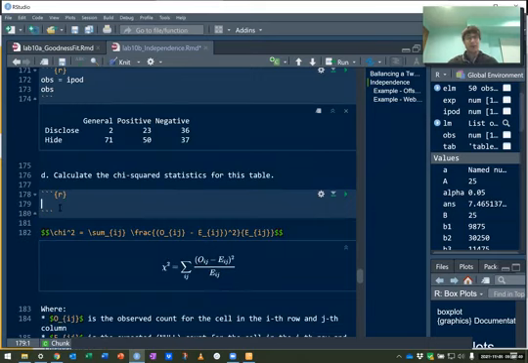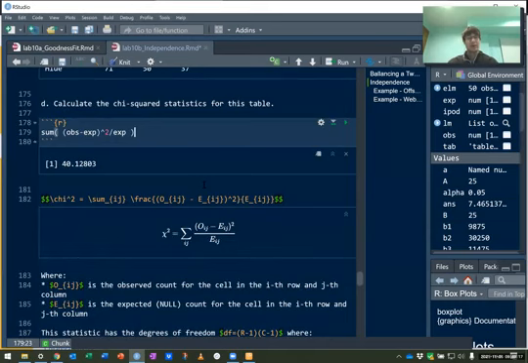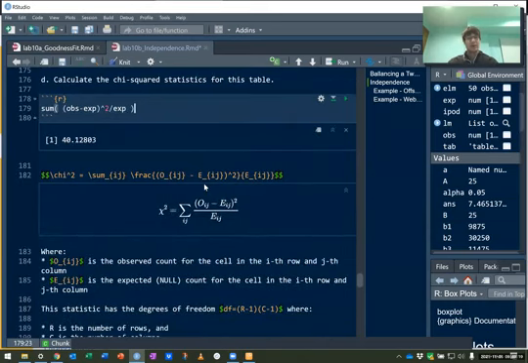So the whole table, we're going to go observed minus expected, square it, and I got to put this here. Then divide by expected. That's what this formula says. And I'm adding over all the rows and columns, so I have to sum that up. So there's the sum of that. That's my chi-squared statistic. Brilliant.